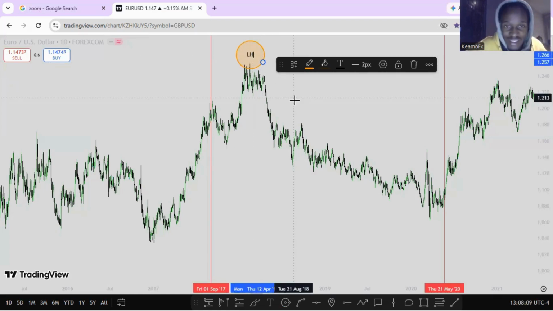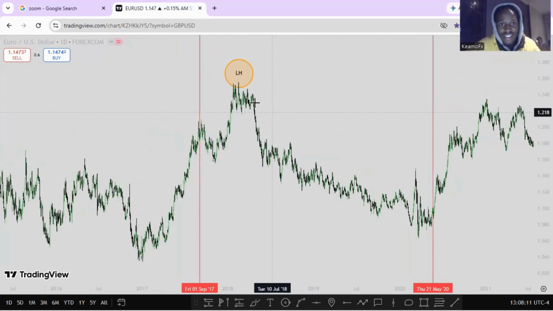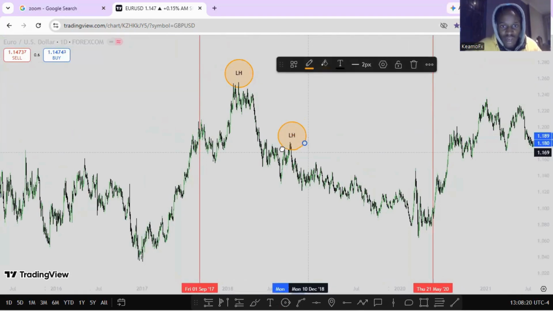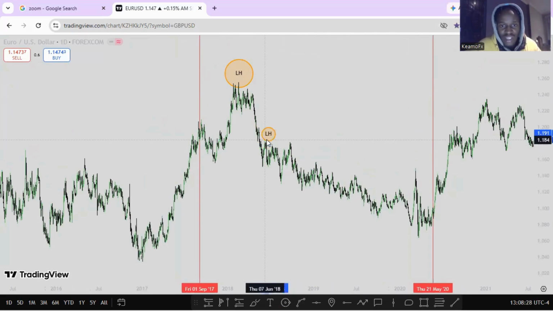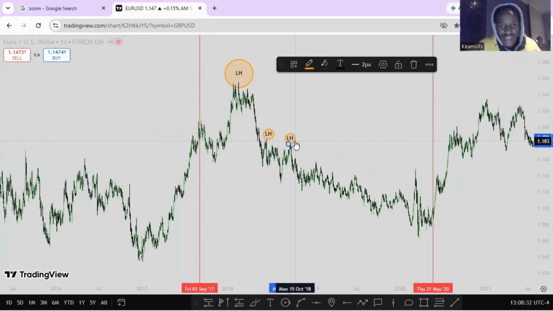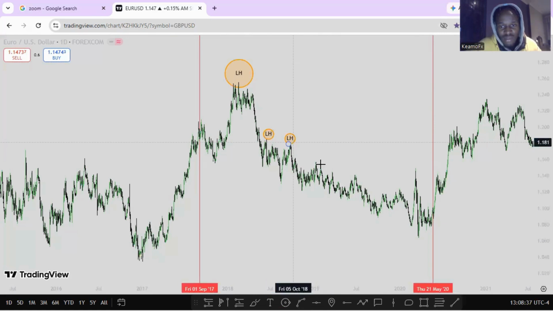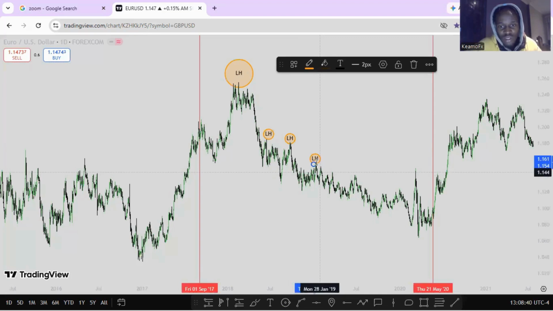lower highs, right? That's lower high number one. Let me just copy this real quickly. This is lower high number two. Let me try and make it smaller. Lower high number two. This is lower high number three. This is lower high number four. This is lower high, right?